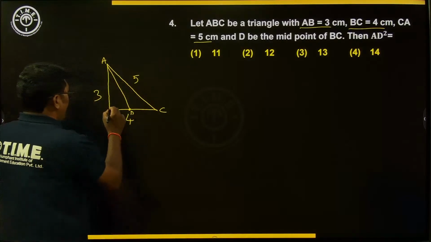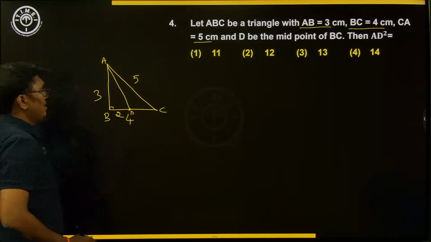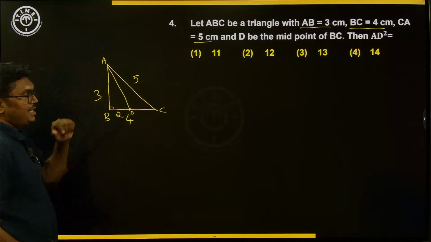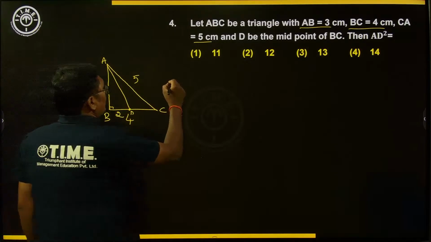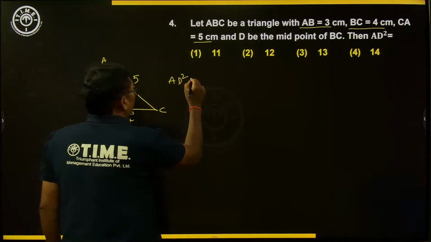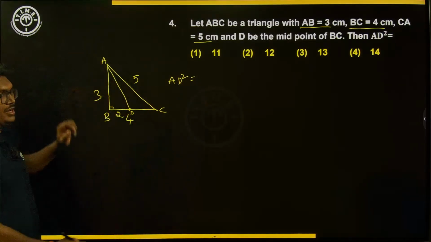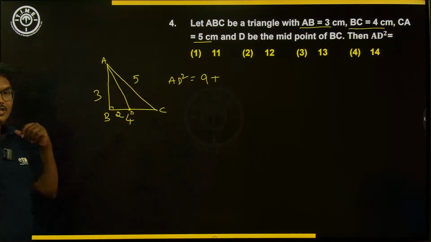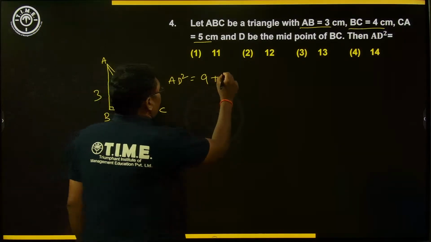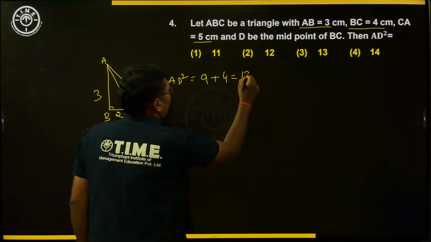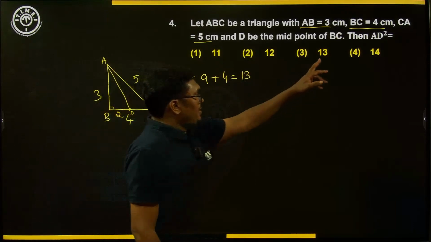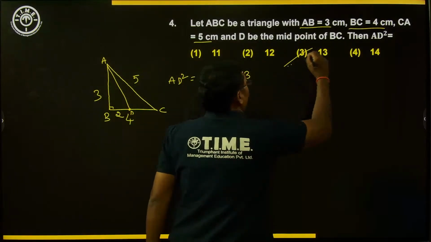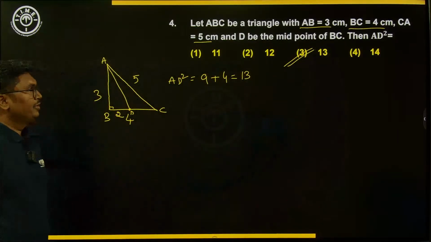Okay, so ABD is a right angle triangle, so AD square is equal to AB square plus BD square, because it is a right angle triangle. So AD square is equal to, AB square is how much? 3 square, that is 9, and BD square is how much? 2 square, that is 4, is equal to 13. So what you have to find? We have to find AD square. AD square is 13. Choice 3. Right? Next.